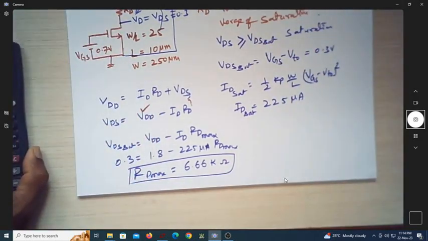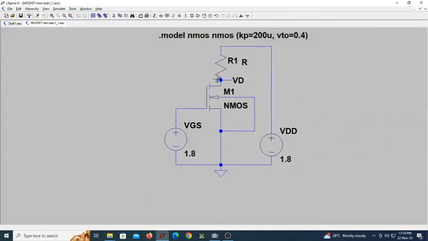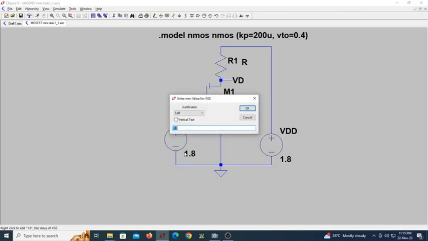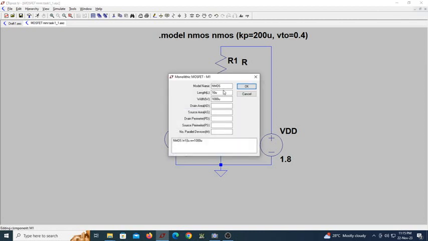So let us go to simulation and then verify the same thing. This is my circuit. Let me change this to 0.7. That's what our values are, and VTO is given as 0.4 and this is 200 micro. Let us edit this: W should be 25, so that W should be 250 micro.